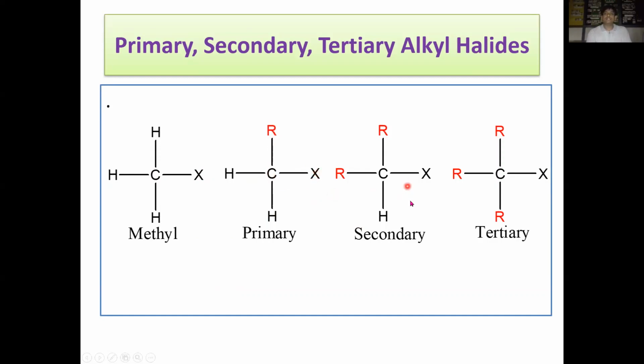In the case of secondary halides, the halogen is attached to the secondary carbon. Secondary carbon means it is attached to two alkyl groups. In the case of tertiary alkyl halide, the halogen is directly attached to the tertiary carbon, that is, the carbon which is attached to three alkyl groups.